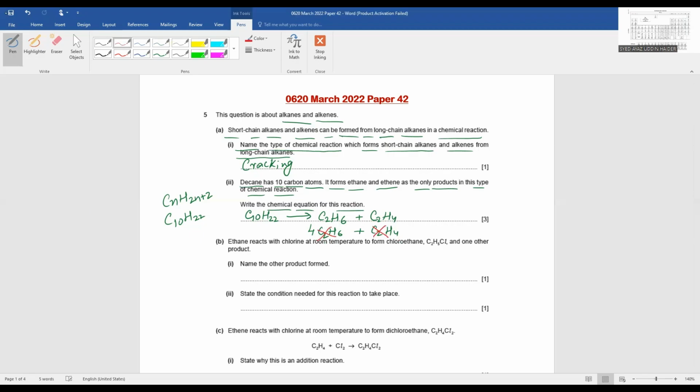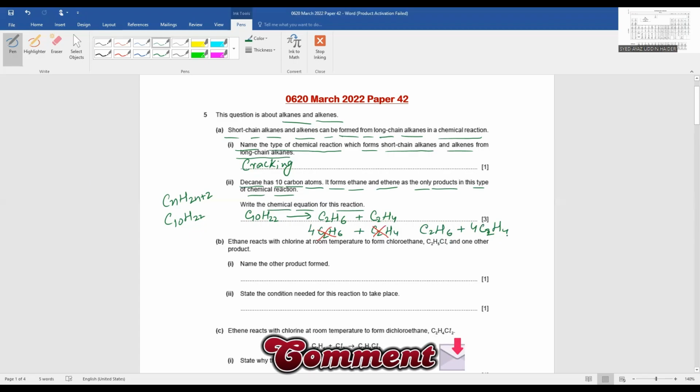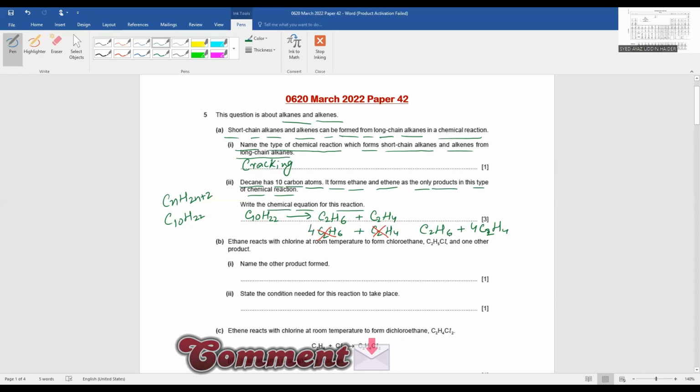What if I write 4 before C2H4? Let's do this. C2H6 plus 4C2H4. Count the carbon atoms first: 4 twos are 8, 8 plus 2, 10. What about hydrogen? 4 fours are 16, 16 plus 6, 22. So this will be the right answer. So you write 4 here.